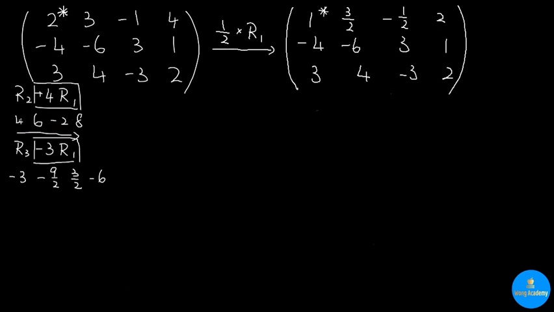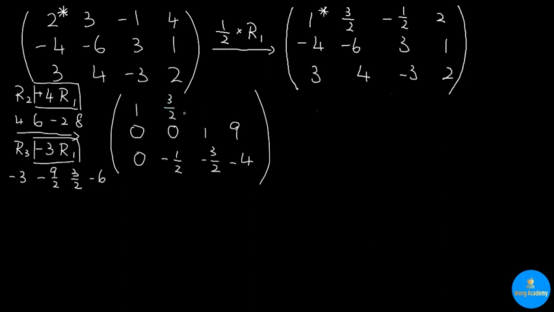This auxiliary row is going to be added to R2, so we will get 4 plus -4, which is 0, 6 plus -6 is 0, and the other 2 entries are 1, and 9. This auxiliary row is going to be added to R3, so we are going to get -3 plus 3, which is 0. -9/2 plus 4 is -1/2, and the rest of the entries are -3/2 and -4. The first row is not changed, so we are just going to copy all the entries.